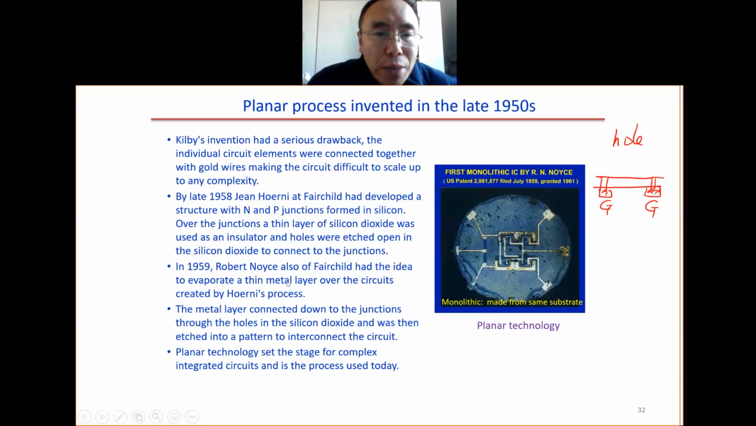Your hole is etched. Then you do the evaporation of the metal layer, metal evaporation. The metal will cover inside. You call it the metal layer. You can see the metal layer here. Then finally, you can pattern the metal layer by lithography and etching process. And in the end, those lines are connected to the transistors below the surface through this hole. The material here is the silicon oxide. This is the planar process.